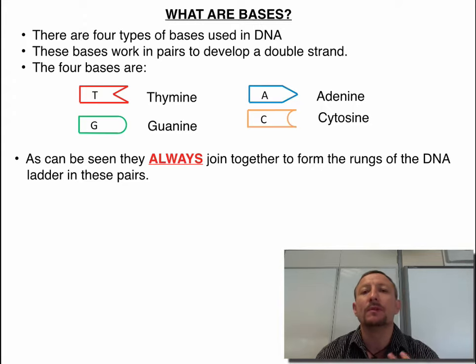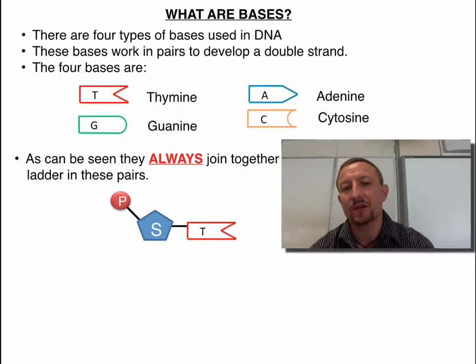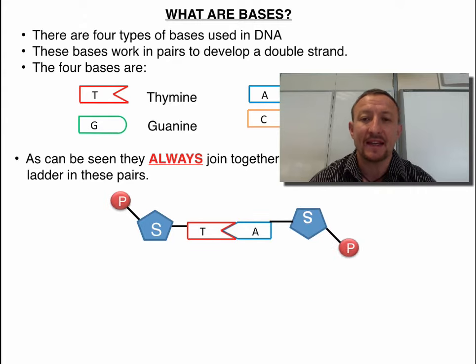Okay, so let's build the molecule and see how we do it. What we start off with is a simple nucleotide which has the base thymine. That is going to join with an adenine, always going to join with an adenine. Now you'll see that my adenine nucleotide is upside down, and we'll cross that bridge in a second.